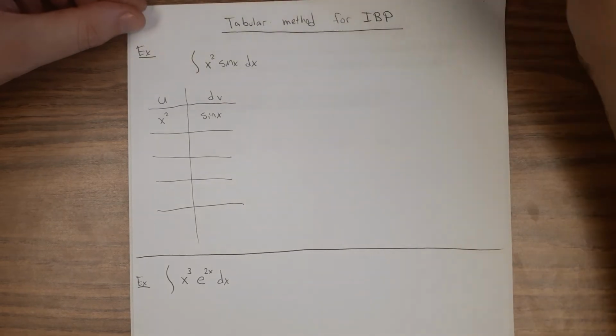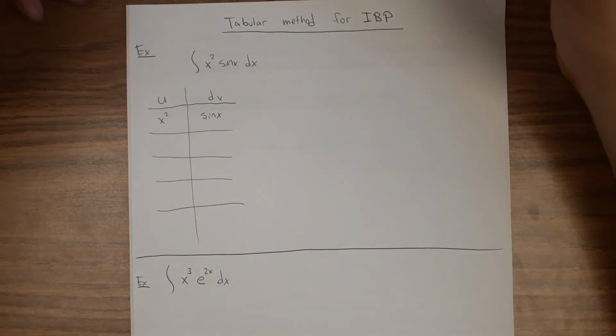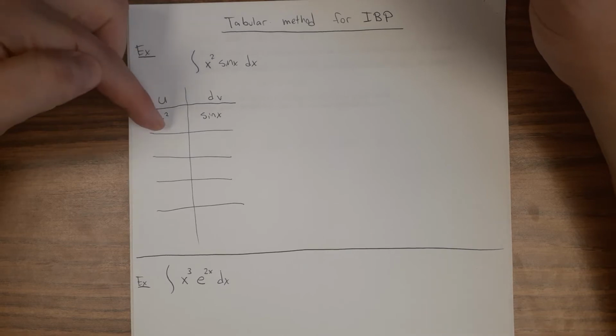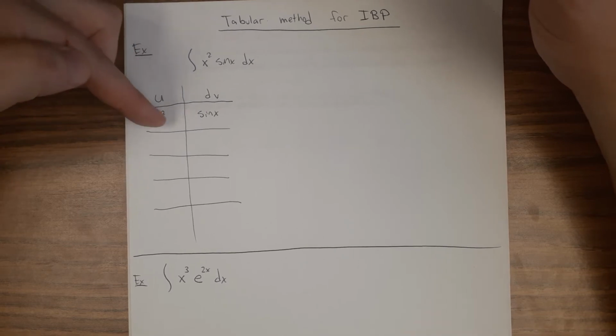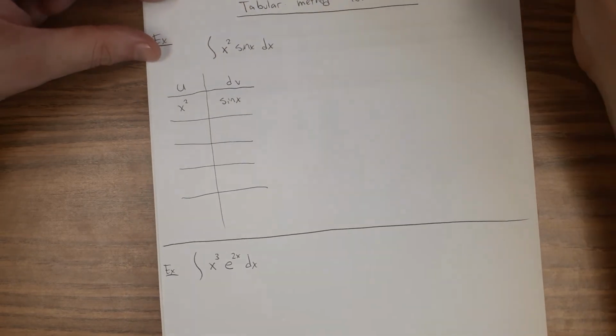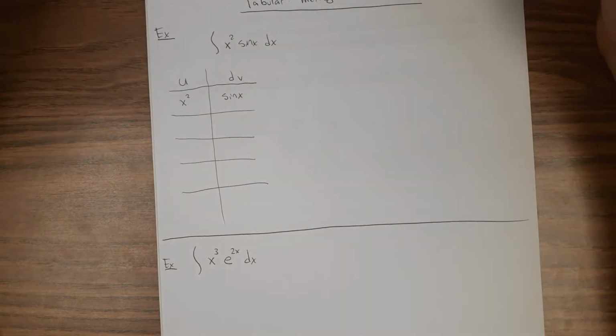And we're going to do the same example that we did last time. We're just going to do it by this new method. So it was x squared sine x. And so I'm going to take the power of x and write that in the u column. And I'm going to take the rest and write that in the dv column. Now I'm going to fill out the rest of these columns.